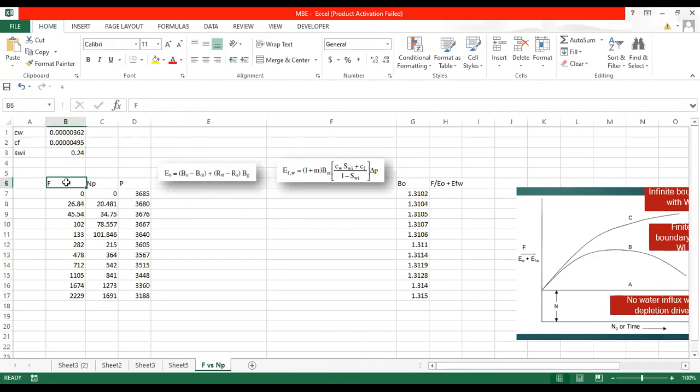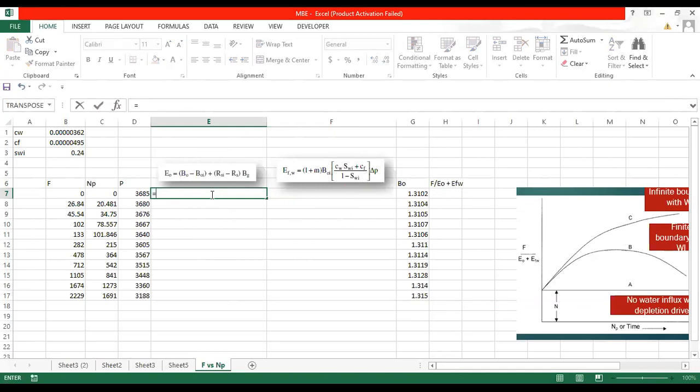We have F as well as Np and P. This is the amount of oil which has been withdrawn, and this is the formation volume factor term. And this is the one which I am supposed to estimate: F by (Eo + Efw) against Np. So let us start estimating Eo. We need Eo, Efw, and the F value was already there. The only thing is we need to know what Eo and Efw are.